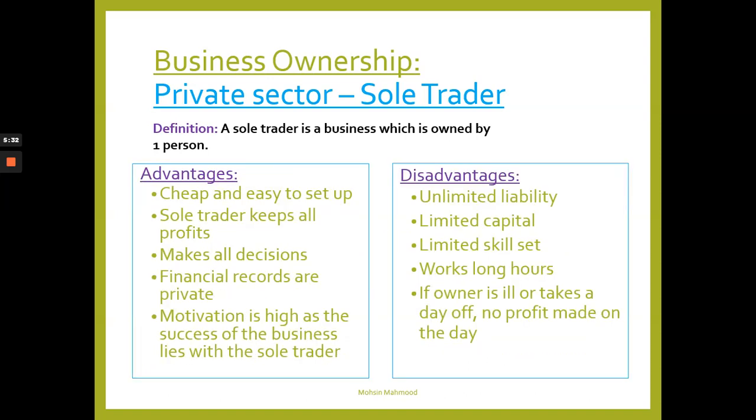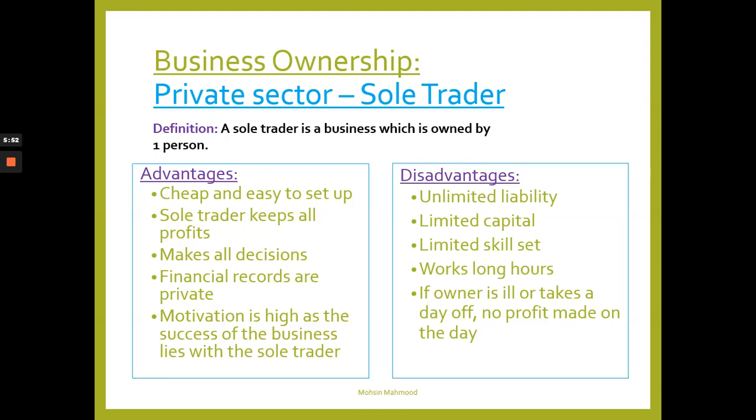Now, we've got some advantages of being a sole trader. Some advantages are that it's cheap and easy to set up. Anyone can become a sole trader, pretty much. The sole trader keeps all the profits. So any profits that the sole trader makes, they get to keep. They make all decisions.